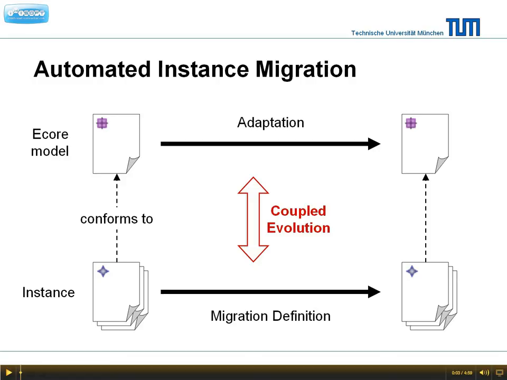Because you attach a kind of migration definition to your Ecore model adaptation, this is called coupled evolution. That's also what COPE stands for. It stands for coupled evolution.